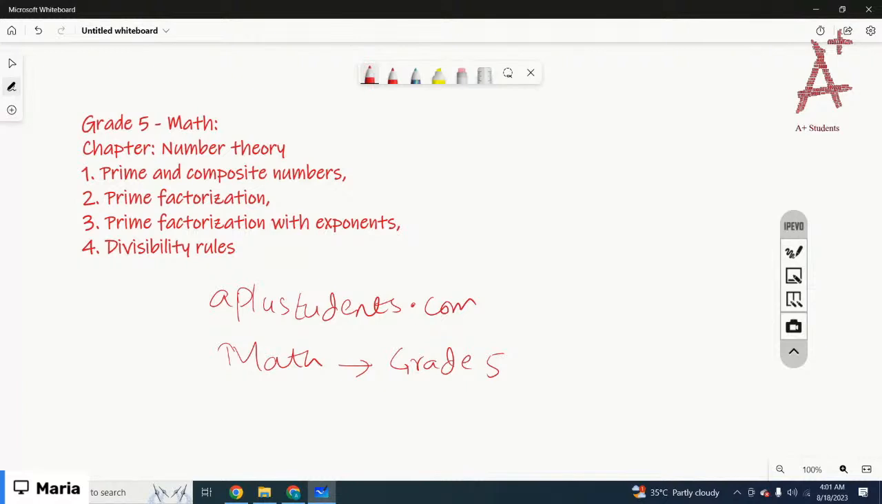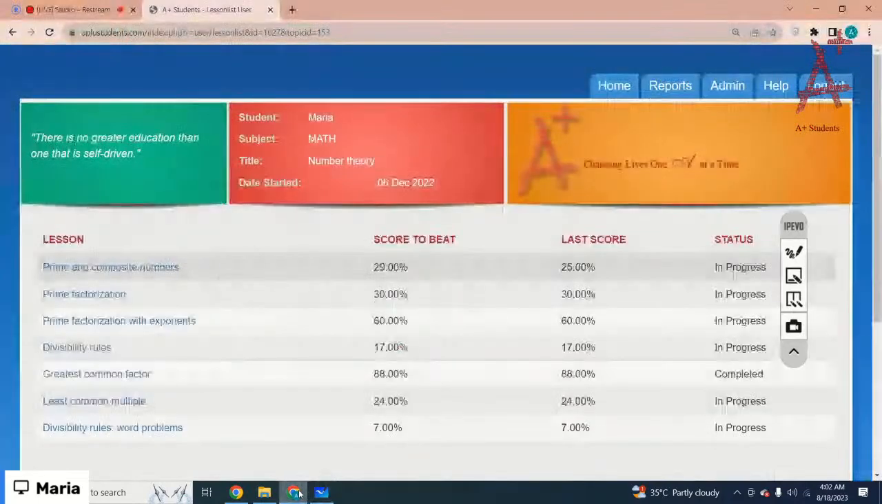There you can find a list of the chapters. We're going to start with chapter number 30. The lessons we're going to cover from the chapter are prime and composite numbers, prime factorization, the exponents, and divisibility rule. Let's start with the first lesson, that is prime and composite numbers. Here I'm on grade 5 math. The chapter we're going to start with is number 30. Let's start with the first lesson, prime and composite numbers.